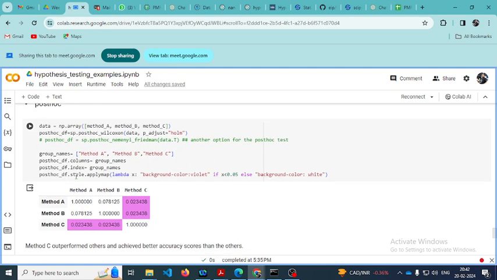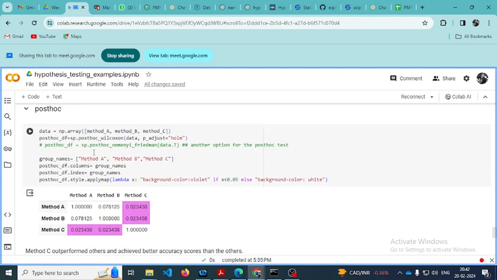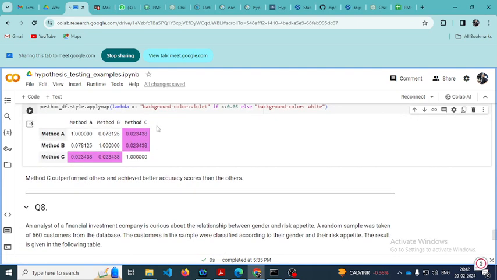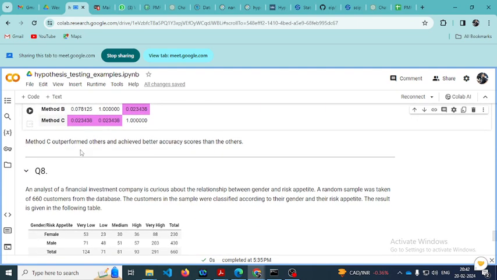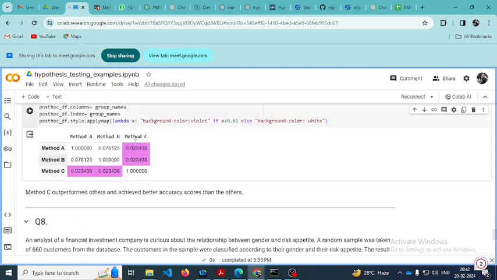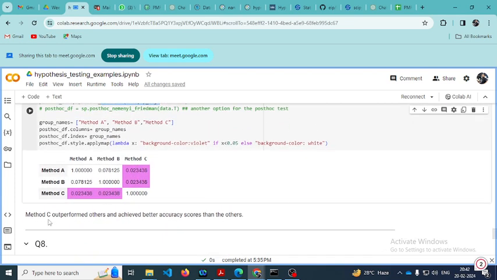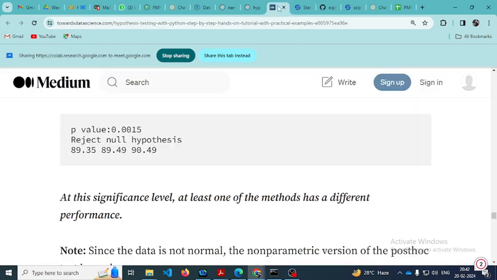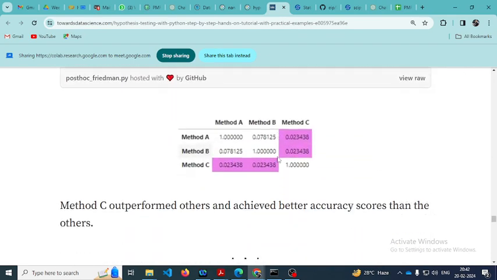You can call the same function you previously called for ANOVA. Then, if you have these three groups, you can make some conclusion based on these function values. Method C outperformed the others and achieved better accuracy scores than the others. That's how we can do some further analysis.